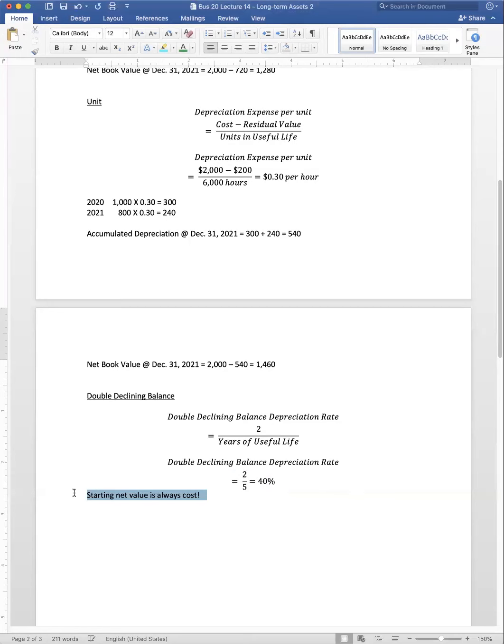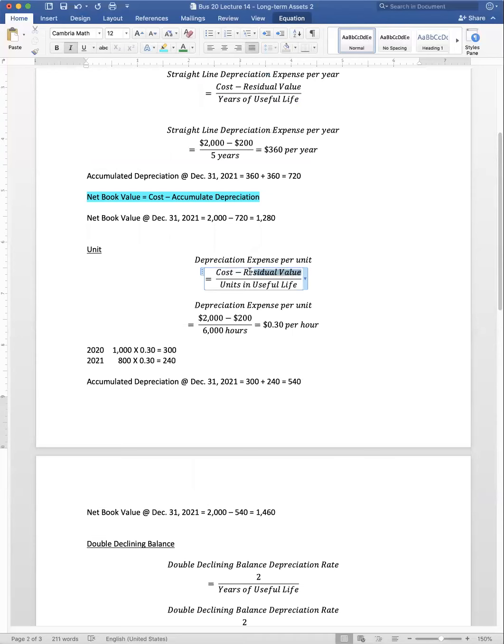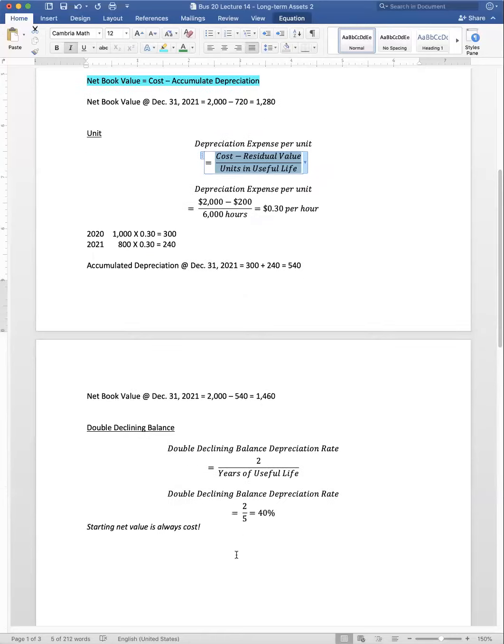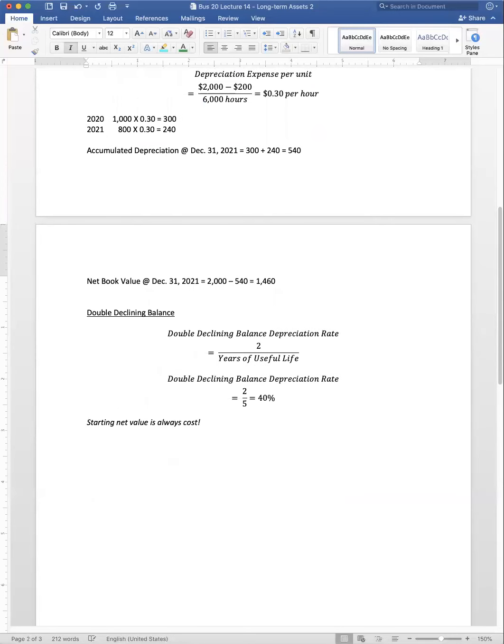And this is a mistake I see a lot of students make, because over here in straight line, we do cost minus residual value. And over here in units, we do cost minus residual value. And we get so used to that by the time you get down to declining balance, you want to do cost minus residual value. It does not work that way. Okay, with declining balance, we don't even think about the residual value until the end when we're doing our plug. Okay, so we just start with the full cost.